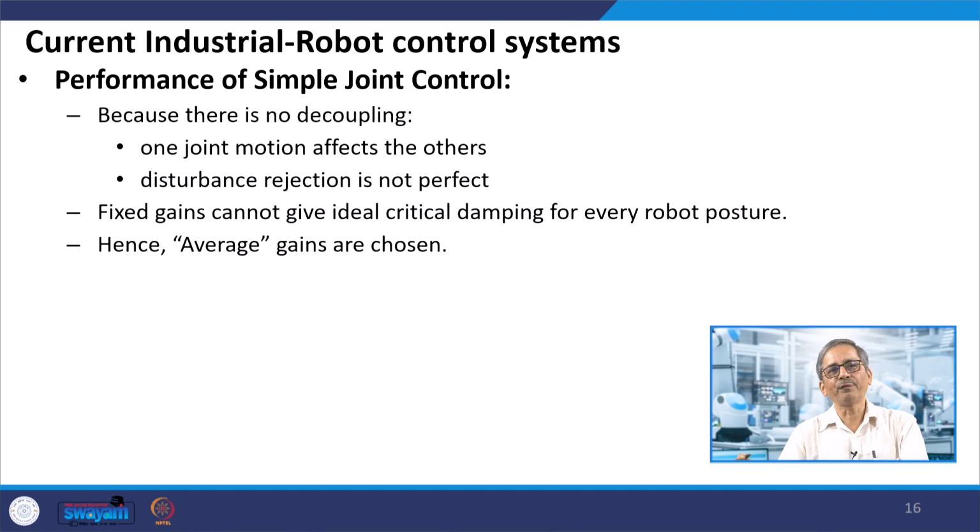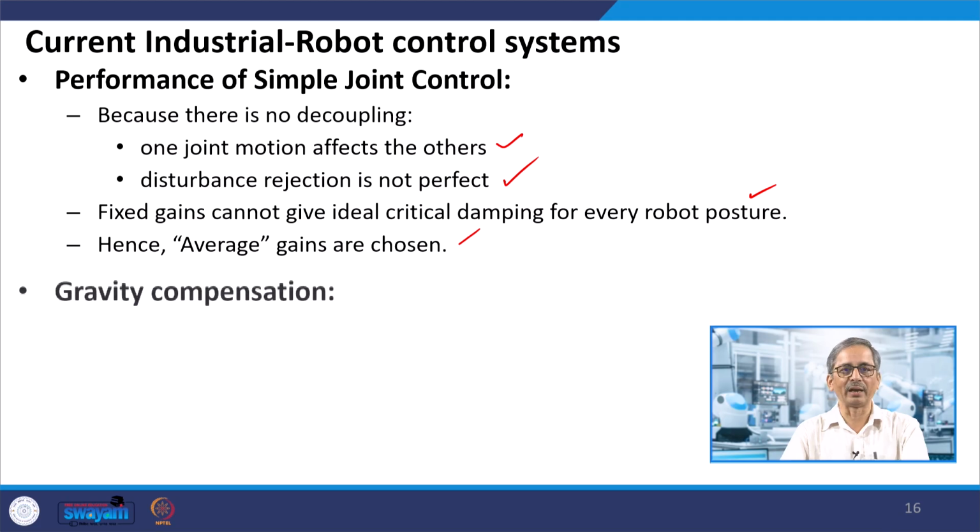Okay, so if we look at the performance of simple joint control, because there is no decoupling here, as I said, one joint motion is going to affect the other joint, and the rejection of the disturbances is not perfect. And fixed gain cannot give ideal critical damping for every robot posture. Okay, so hence we go for the average gain values.